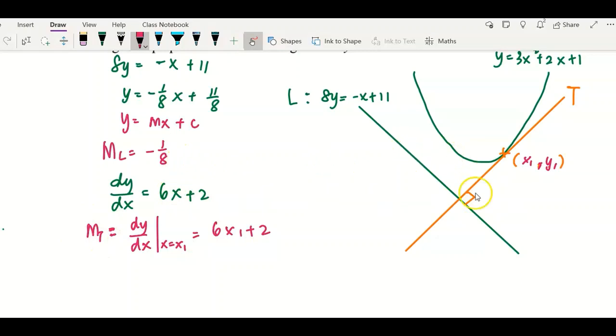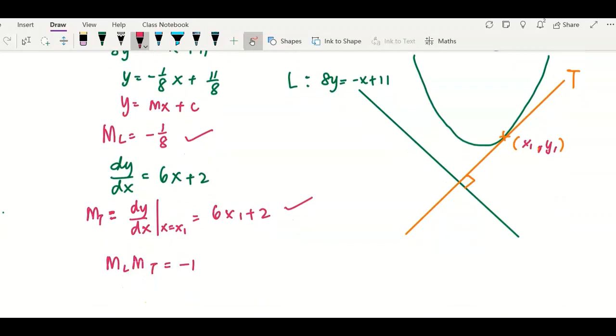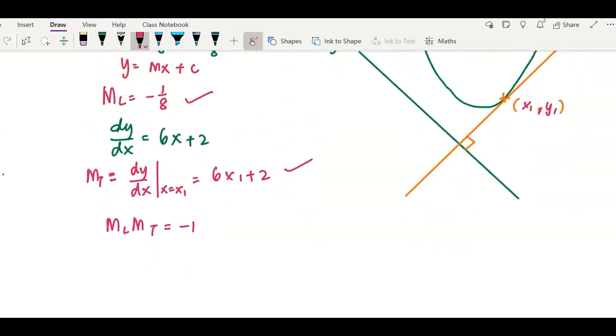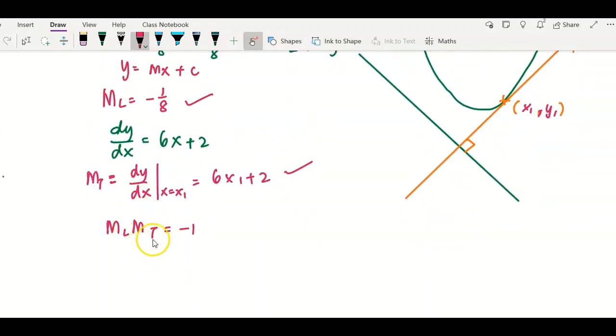Then I know that these two lines are perpendicular to each other, meaning that their gradients mL multiplied by mT has to equal negative 1. So now I form this equation. I have to find mT. What is the value of mT? mL is negative 1 over 8, multiplied by mT equals negative 1. So my mT, which is the gradient of the tangent, equals 8.